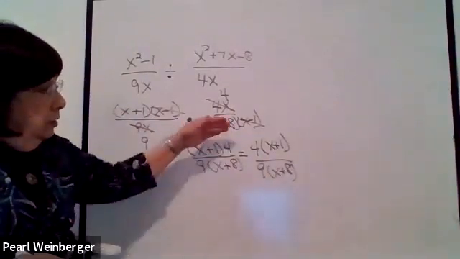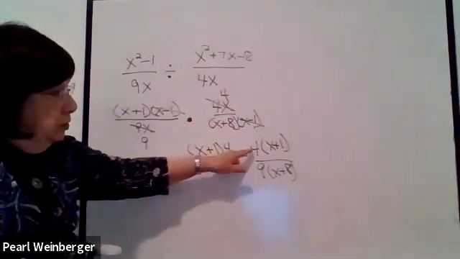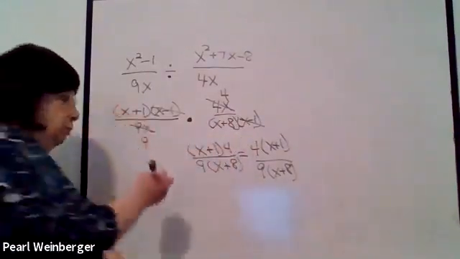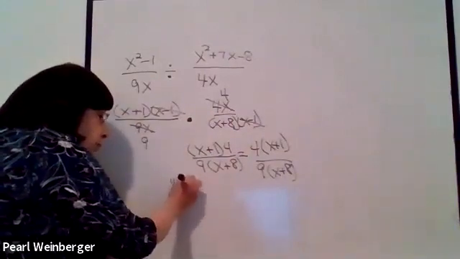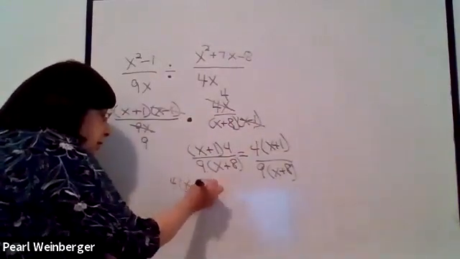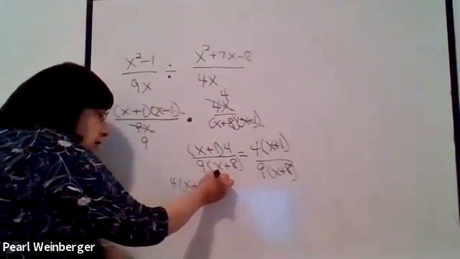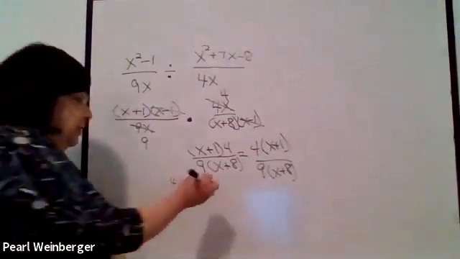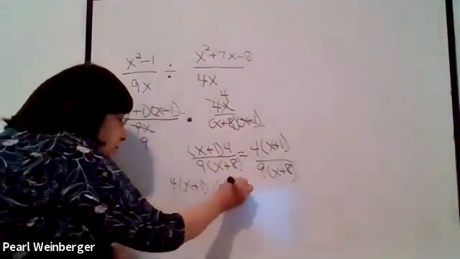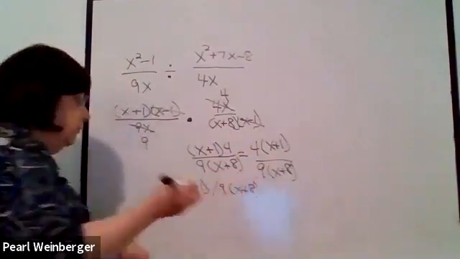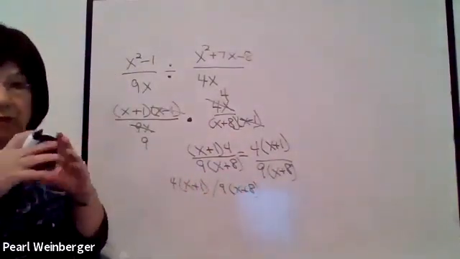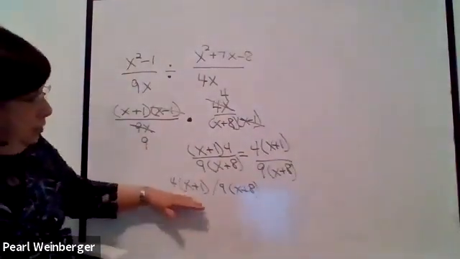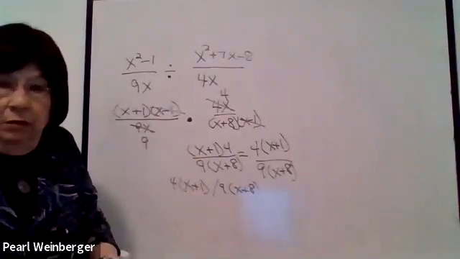And you would put it in your Delta Math, you would put in 4 parentheses x plus 1, and then you press the slash button, it'll change it into a fraction. And then you'll put in the 9 and the x plus 8. Otherwise, if you don't have any parentheses, put it in parentheses. You really want the numerator in parentheses and the denominator in parentheses.